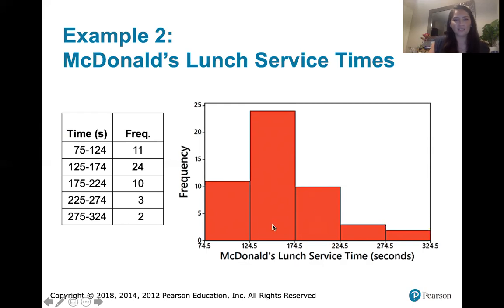But we see the center, we see the shape of the distribution. We don't see any outliers, but this is excellent as a graphic. It gives us a picture of what McDonald's lunch service times actually look like. We know most of them lie up here, and then a few of them lie within this 174 or 175 to 324 seconds range.